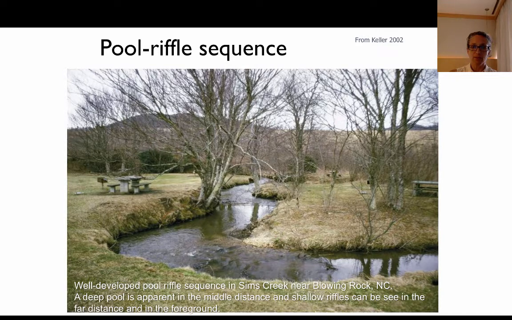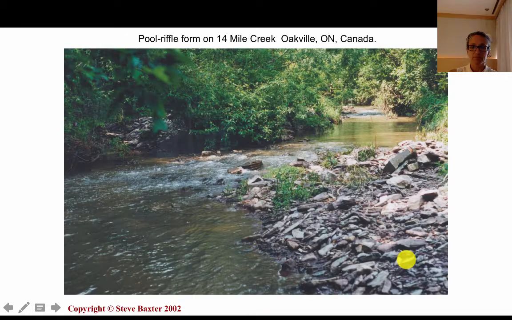And another image of a pool riffle sequence. So here's the pool, here's the riffle and the crossing, another riffle up here, another pool down here, and another one, a little bit straighter reach here, a riffle there, a pool, a riffle, and another pool.